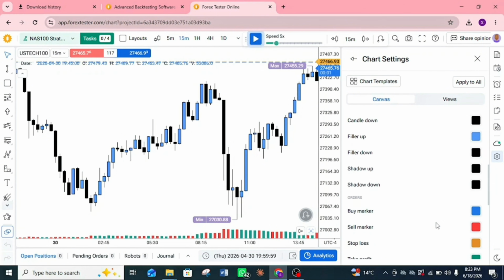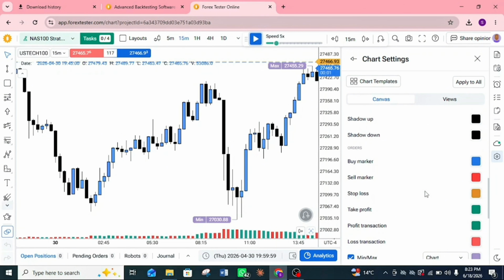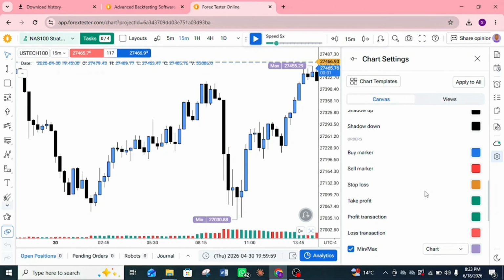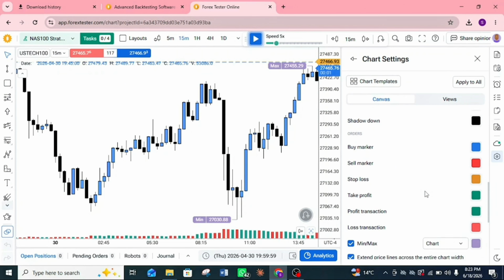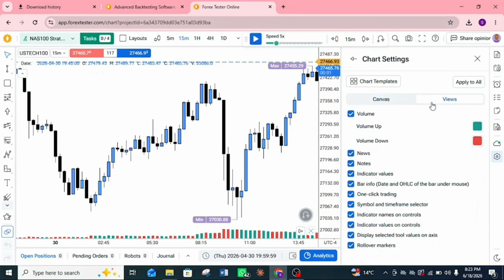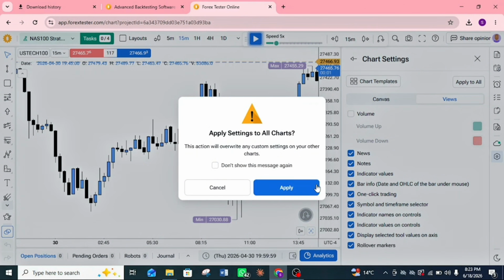So this is why I like using the Forex Tester. It's more like TradingView, but they added a twist to it. So it's different from other platforms for backtesting. Then I go to views, I remove the volume, and I also get news, which I can customize. And we have everything, all of this. We can choose anything we want.